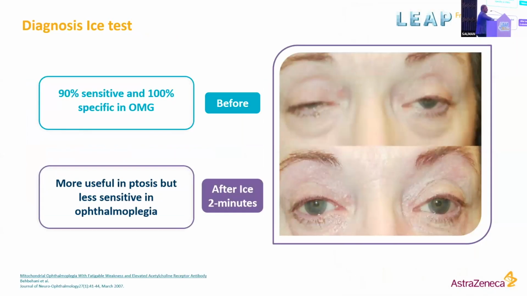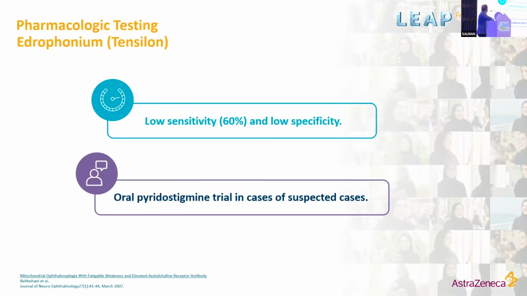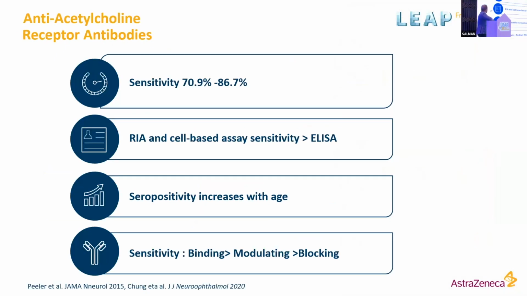The ice test, I use that in the clinic a lot. I think it's very helpful, very sensitive, very specific for myasthenia. You apply ice to the eyelid for 2 minutes, and you need to see at least 1.5 to 2 millimeters of improvement in ptosis. I don't think anybody does the Tensilon test anymore, so that's kind of outdated.